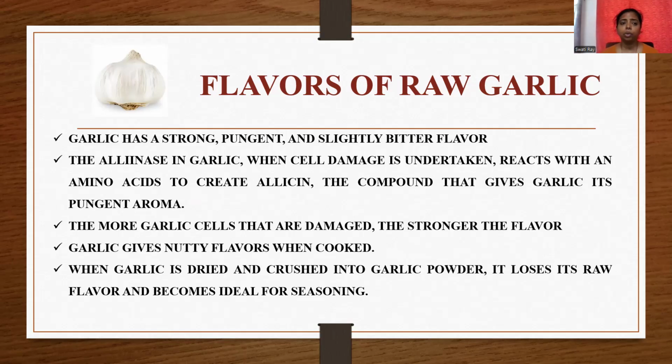But when you are cooking the garlic, unlike onion, which gives a sweeter flavor, garlic gives a nutty flavor when it is cooked. And one of the best parts of garlic is its seasoning. Whenever we take garlic, dry it, and crush it to make garlic powder, it loses its original flavor and can be used as a very ideal seasoning agent or flavor enhancer in different food substances.